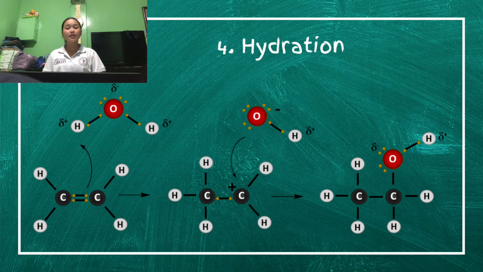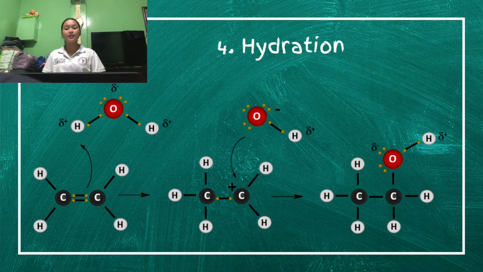Step 1 is protonation, or adding H+. The double bond in the alkene attracts a hydrogen ion, or H+, from the water molecule. This results in the formation of a carbocation, which is a positively charged carbon atom. Refer to the first part of the diagram where the double bond is breaking and a positive charge is forming on one carbon.